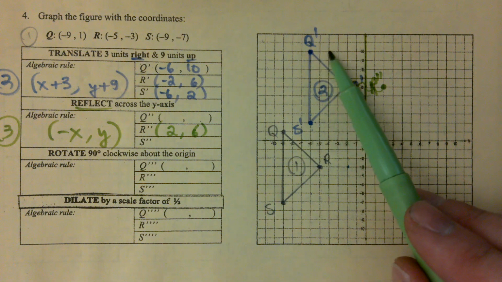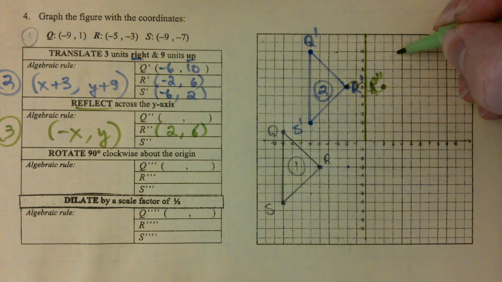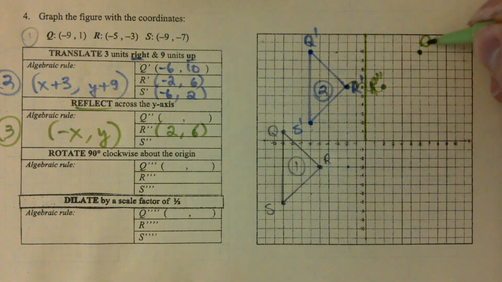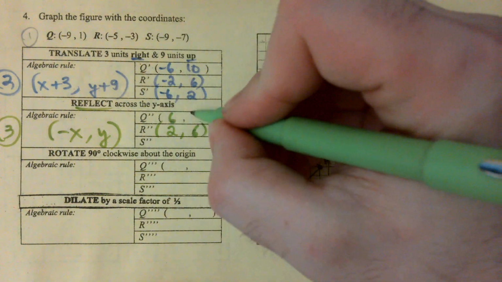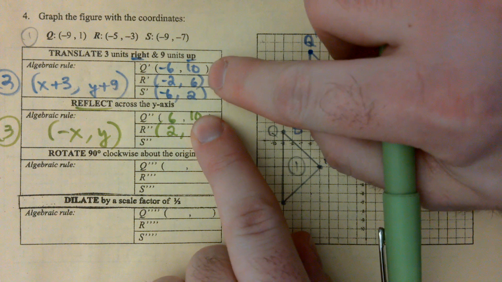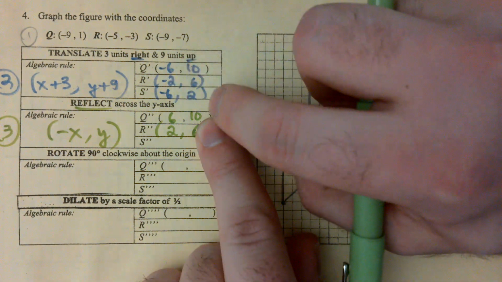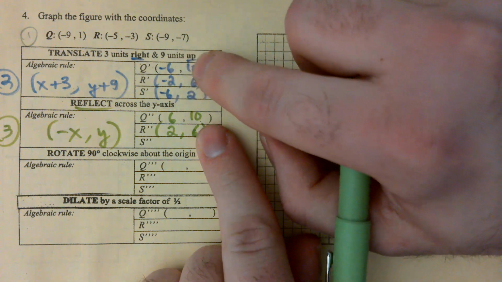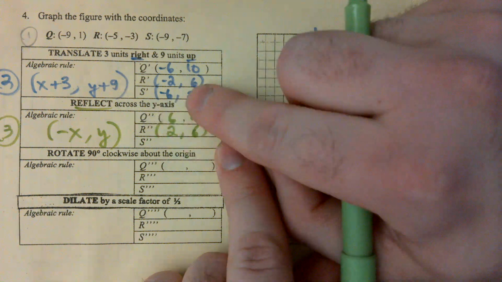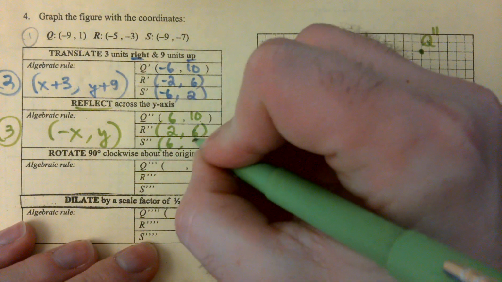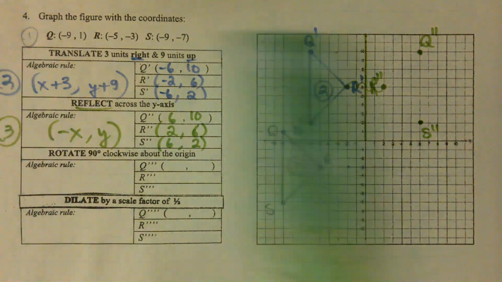Q, we can count over 1, 2, 3, 4, 5, 6 spaces. So we're going to go 1, 2, 3, 4, 5, 6 more spaces on the other side. There's Q double prime at 6, 10. Notice how from Q prime to Q double prime, all I did was flip the sign of my X. Right? Negative 6, 10 became positive 6, 10. So down here, negative 6, 2 is going to become positive 6, 2. S double prime.